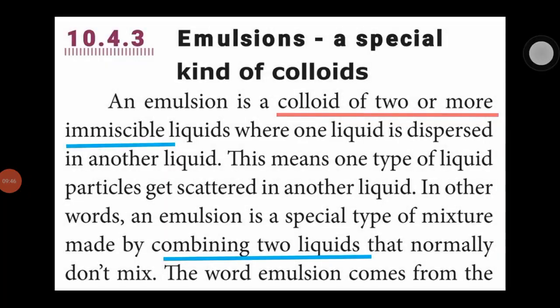Now, emulsion. This is a special kind of colloid. The special kind of colloids are called emulsions. An emulsion is a colloid of two or more immiscible liquids, where one liquid is dispersed in another liquid. This means particles of one type of liquid get scattered in another liquid. In other words, an emulsion is a special type of mixture made by combining two liquids that normally do not mix.